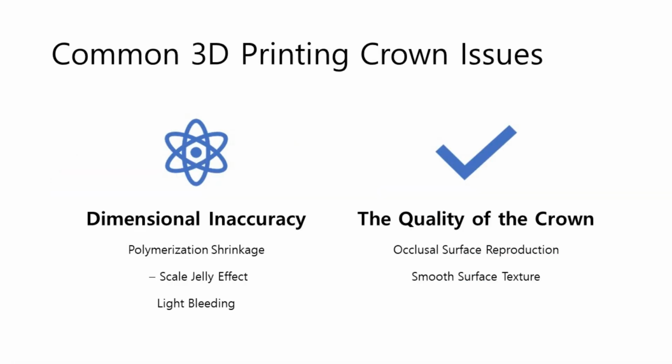In this lecture, we'll discuss the issue of dimensional inaccuracy in 3D printed dental crowns. Specifically, we'll address how the jelly effect and light bleeding contribute to this problem, along with polymer shrinkage. These factors can lead to a misfit of the crown on the patient's tooth. We will explore technical solutions to prevent these issues and to produce crowns with precise dimensions.